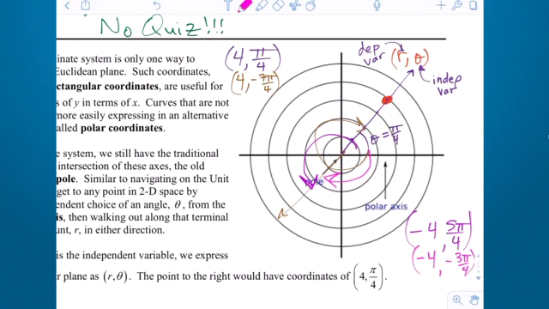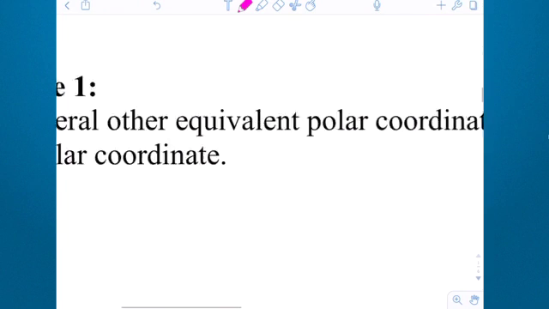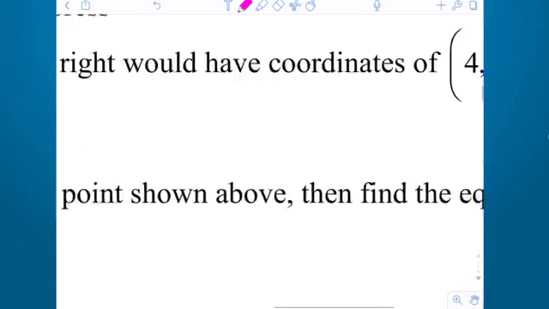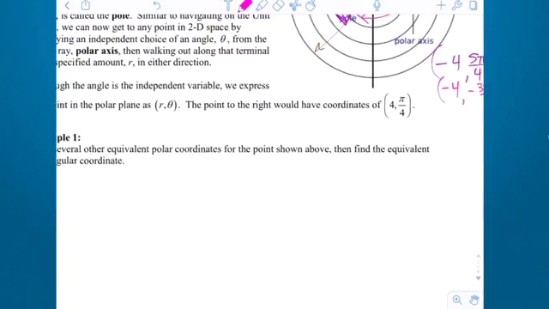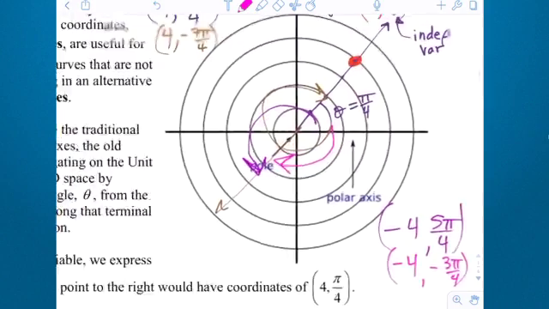But there's only one rectangular point that gets you to that space. All right? So, we just did example 1. Find other equivalent polar coordinates for the point shown above. But we haven't finished it. Now it says to find the equivalent rectangular coordinate.